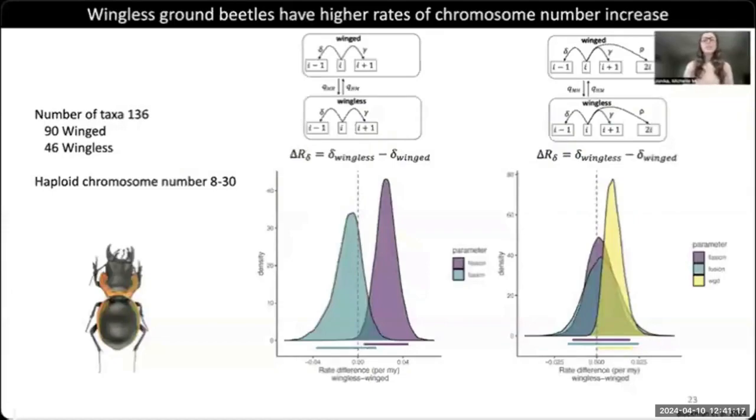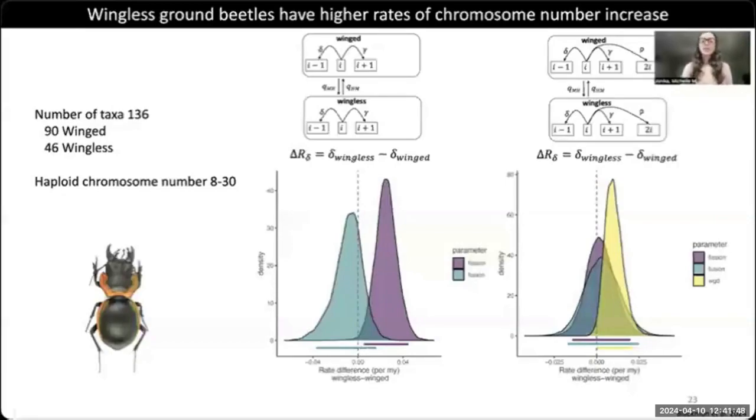And so the first thing that we investigated is the rate of chromosome number evolution in Carabidae, the ground beetles, where a portion of the clade is wingless while others are winged. And so in our analysis of Carabidae, we fit 2 models, both with and without polyploidy. And in each plot, each curve represents the posterior distribution of rate difference, where the rate difference can be either fission, fusion, or polyploidy, indicated by the color of the fill, purple, green, or yellow, respectively.